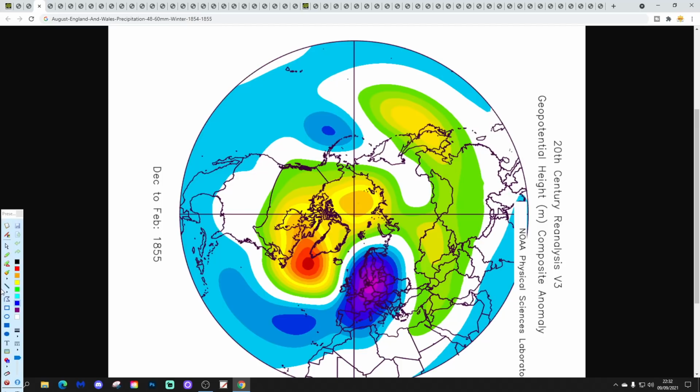Our next winter is 1854-1855. I think this is a genuinely cold winter with mid-Atlantic ridge up towards northern blocking, below average heights to our east and northeast. Again, winds in from a northeasterly direction.